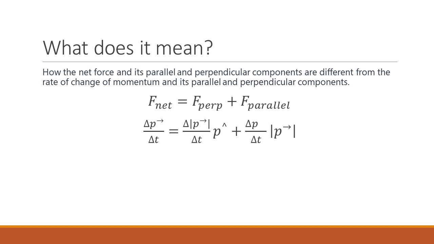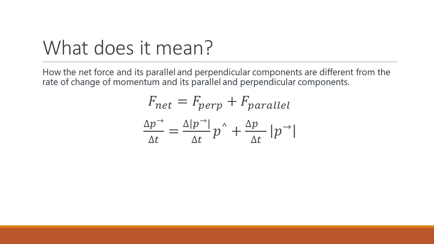How are the net force and its parallel and perpendicular components different from the rate of change of momentum and its perpendicular and parallel components? As you can see, I have written the formulas below, but let me get into more depth about that. While they may be equal in magnitude, they do have different meanings.